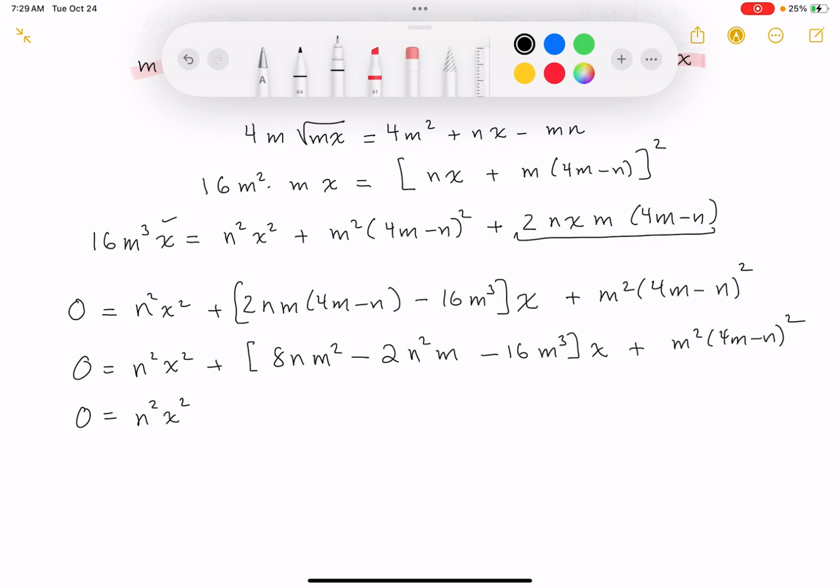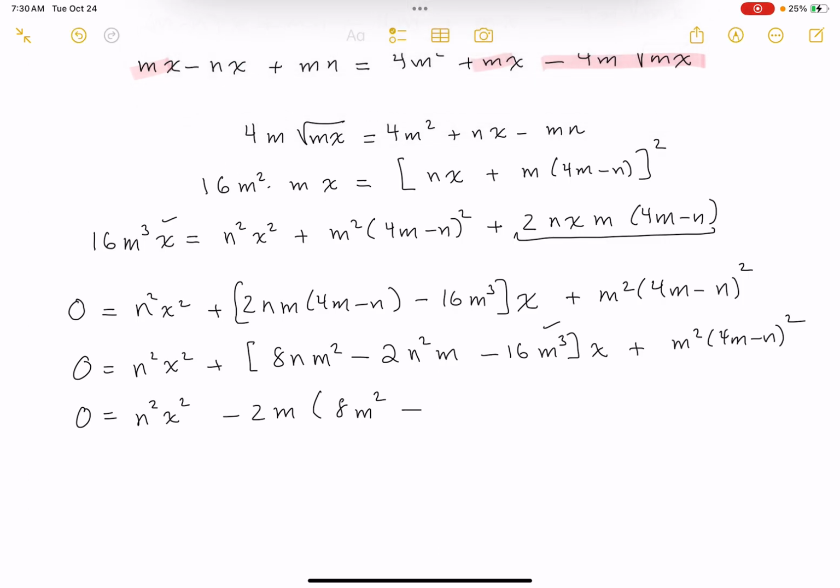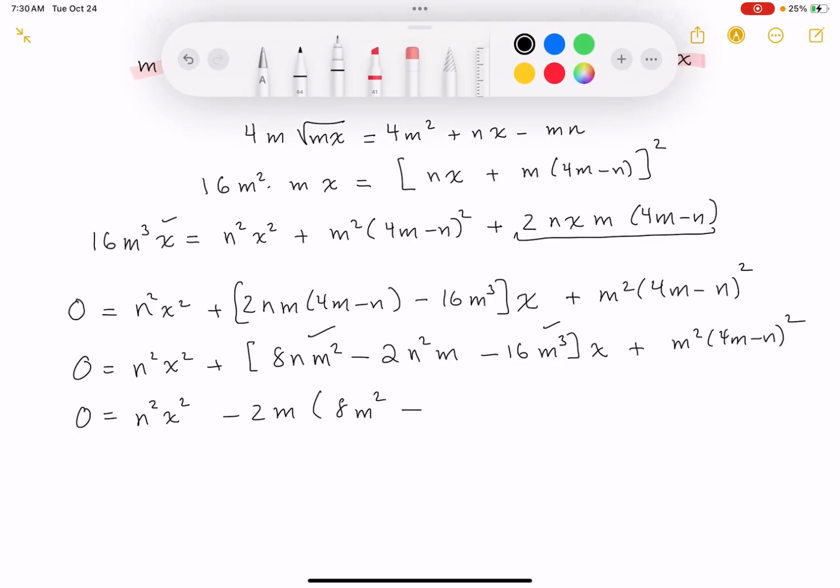I'm going to factor out, because I get that leading m cubed there, it looks like minus 2m. What would we be left with? I'm looking at this guy over here. That's going to give me 8m squared. Then I'm going to get plus, now let's go for the middle one, so it's going to be minus 4nm.